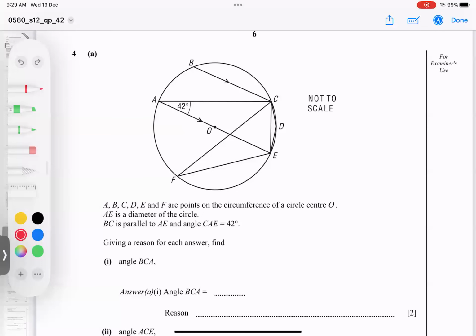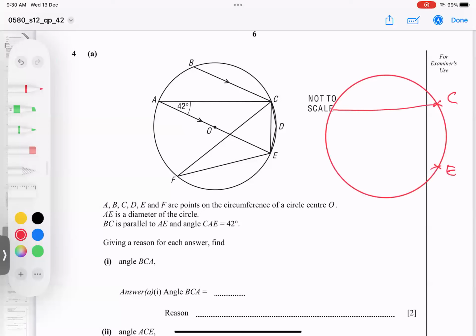Bismillah ar-Rahman ar-Rahim. This is a question from the June 2012 variant 42, question number 4, and the topic is O-level circles. If you look at the question, many properties can be applied at the same time, but the best property to start with is this one. So as a teacher, I suggest that whenever you start any question, try to apply this property first.